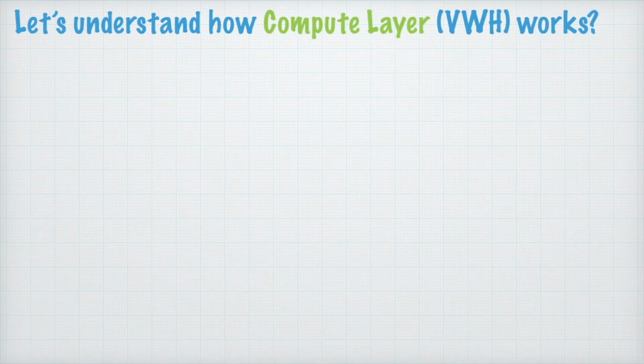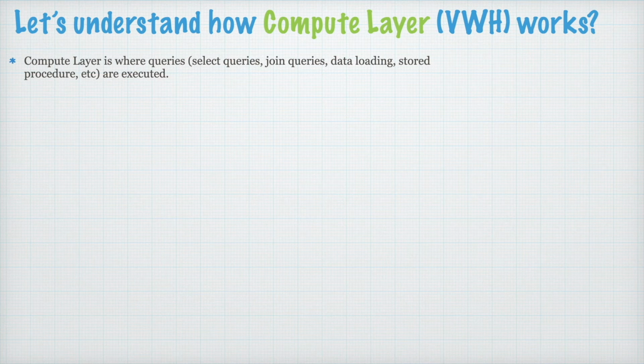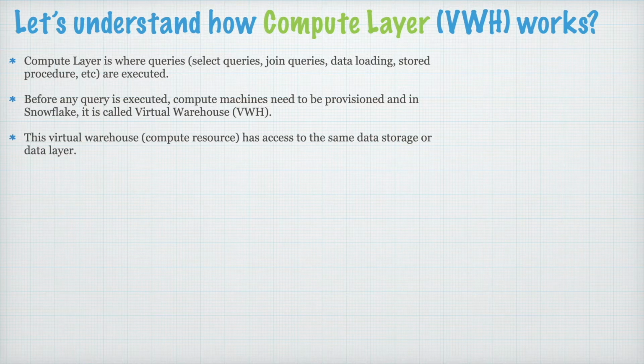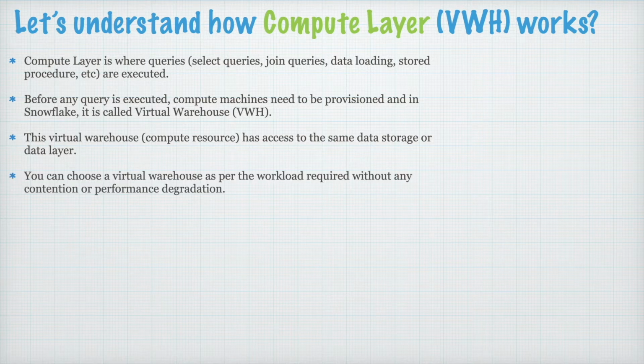So let's understand how the compute layer, or virtual warehouse, actually works. The compute layer is where queries, for example select queries, join queries, data loading, stored procedures, etc., are executed. Before any query is executed, a compute machine needs to be provisioned, and in Snowflake it is called a virtual warehouse. This virtual warehouse, or compute resource, has access to the same data storage, or the data layer. You can choose a virtual warehouse as per the workload required without any contention or performance degradation.